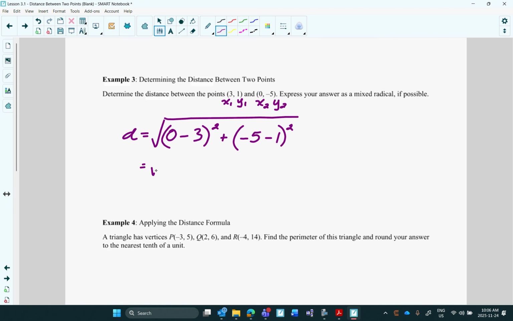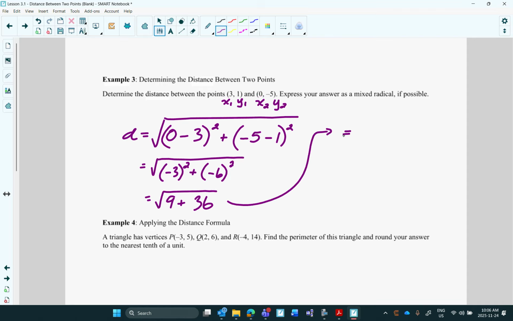All right. What is 0 subtract 3? Negative 3, and I have to square it. Plus negative 5 subtract 1, negative 6, and I have to square it. Notice I'm still using parentheses, because when you square the negatives, they become positive. What is negative 3 all squared? 9, plus negative 6 all squared, 36. And when I add those two together, I get the square root of 45.